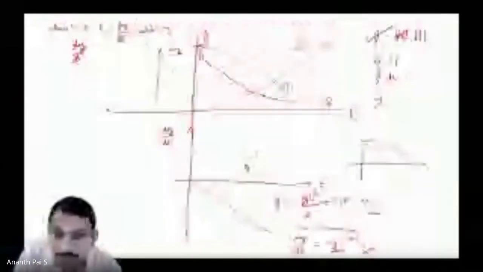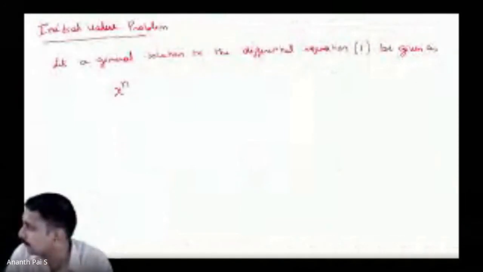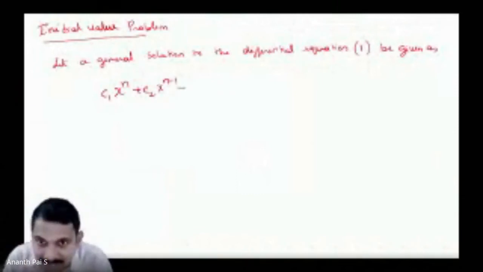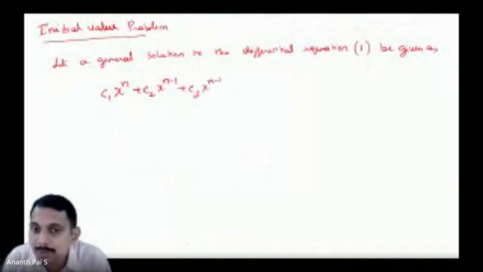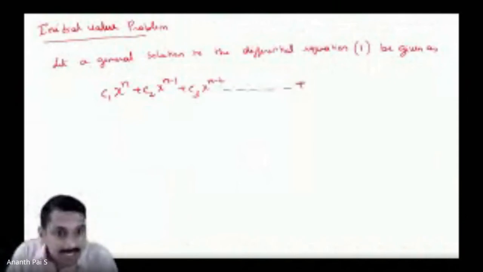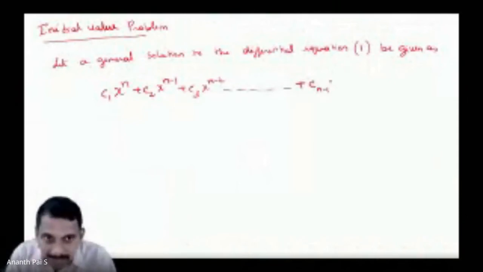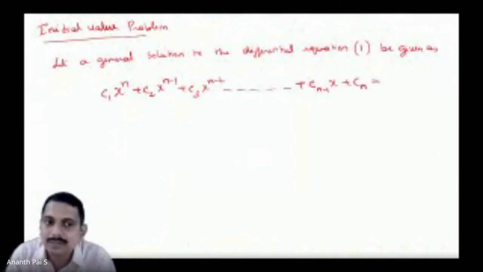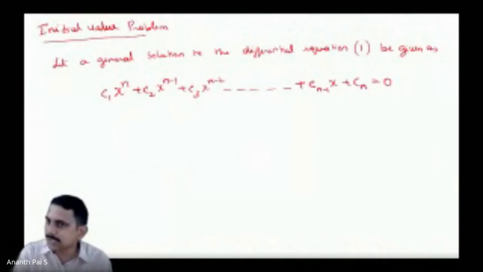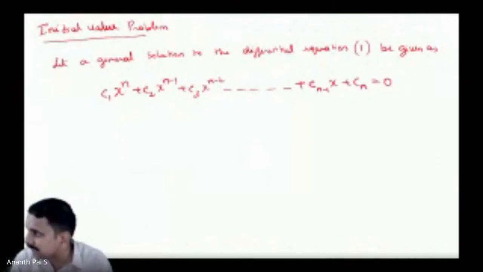So let it be that the general solution of equation 1 can be given as c1 into x raised to n plus c2 into x raised to n minus 1 plus c3 into x raised to n minus 2 and so on up till plus c n minus 1 x plus cn is equal to 0. Getting that? Everybody understood why I wrote this?